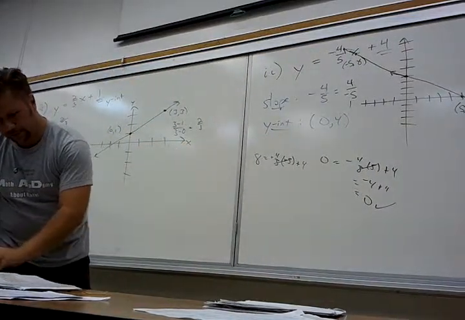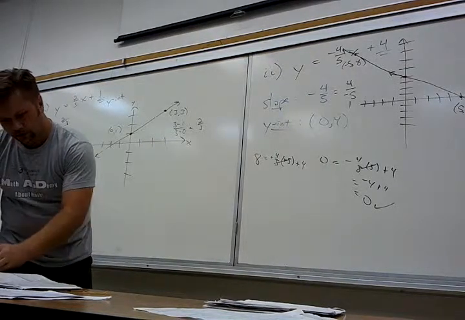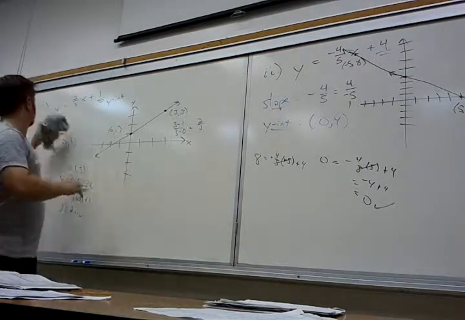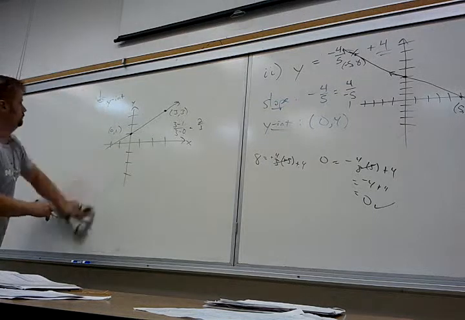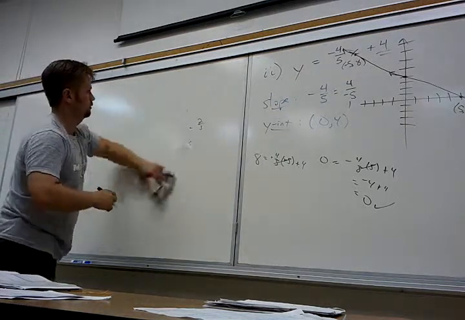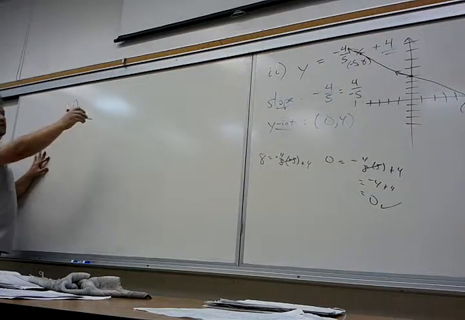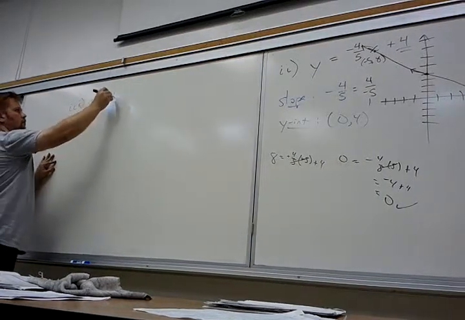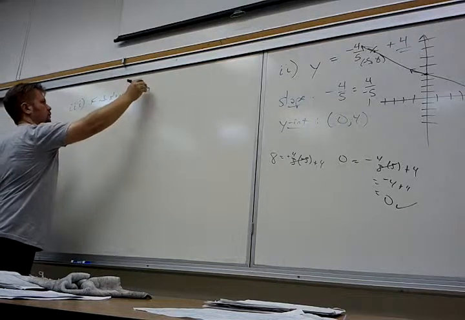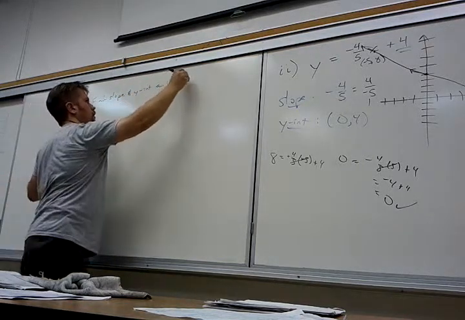Let me see, make sure I don't skip anybody. So, what do you think you have to do when you get something like this here? Same instructions: find the slope and y-intercept, and then graph.